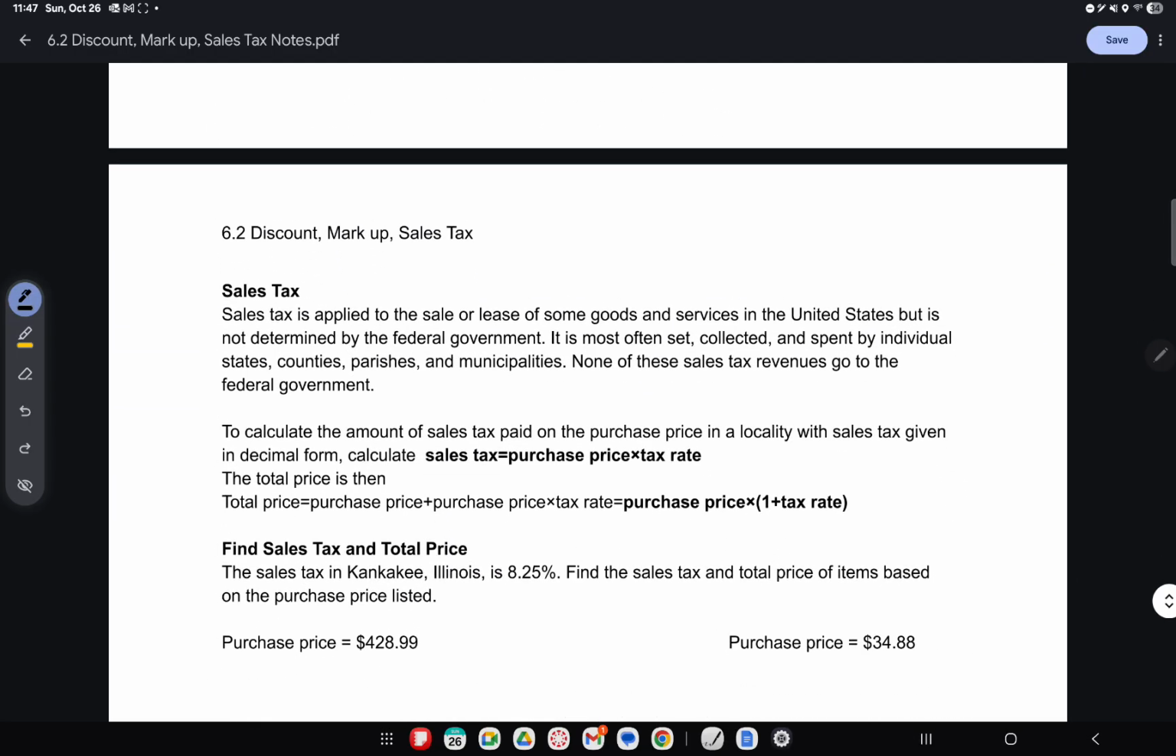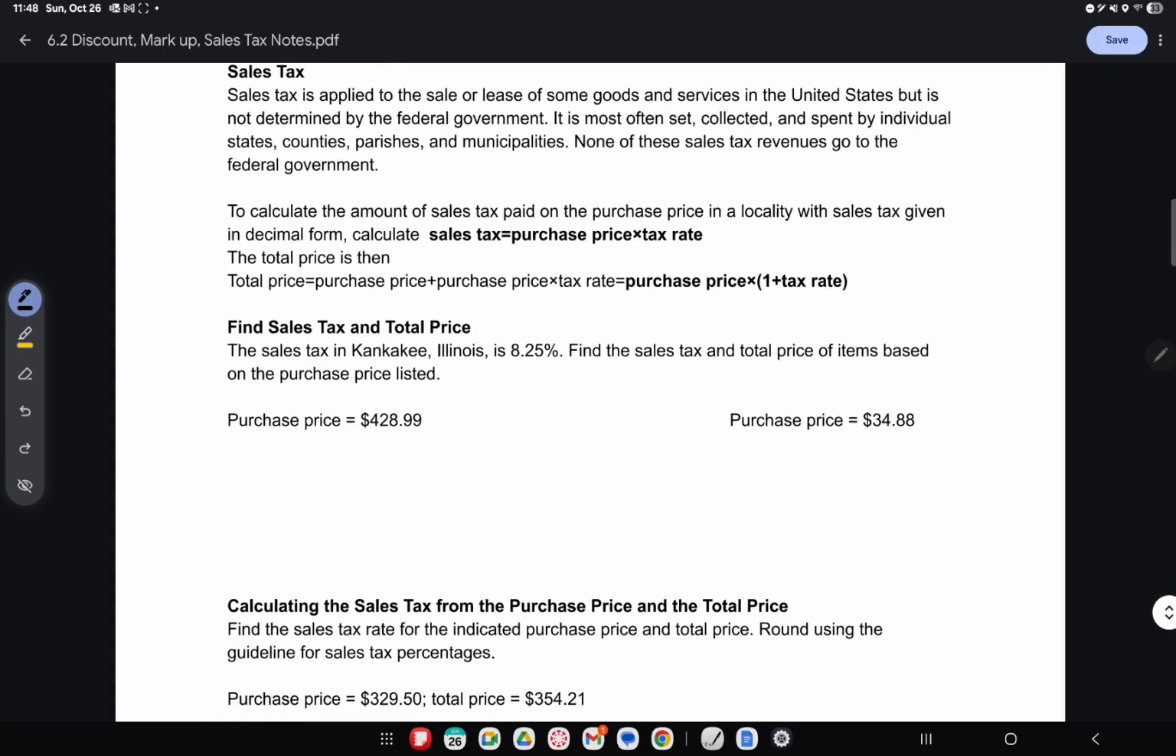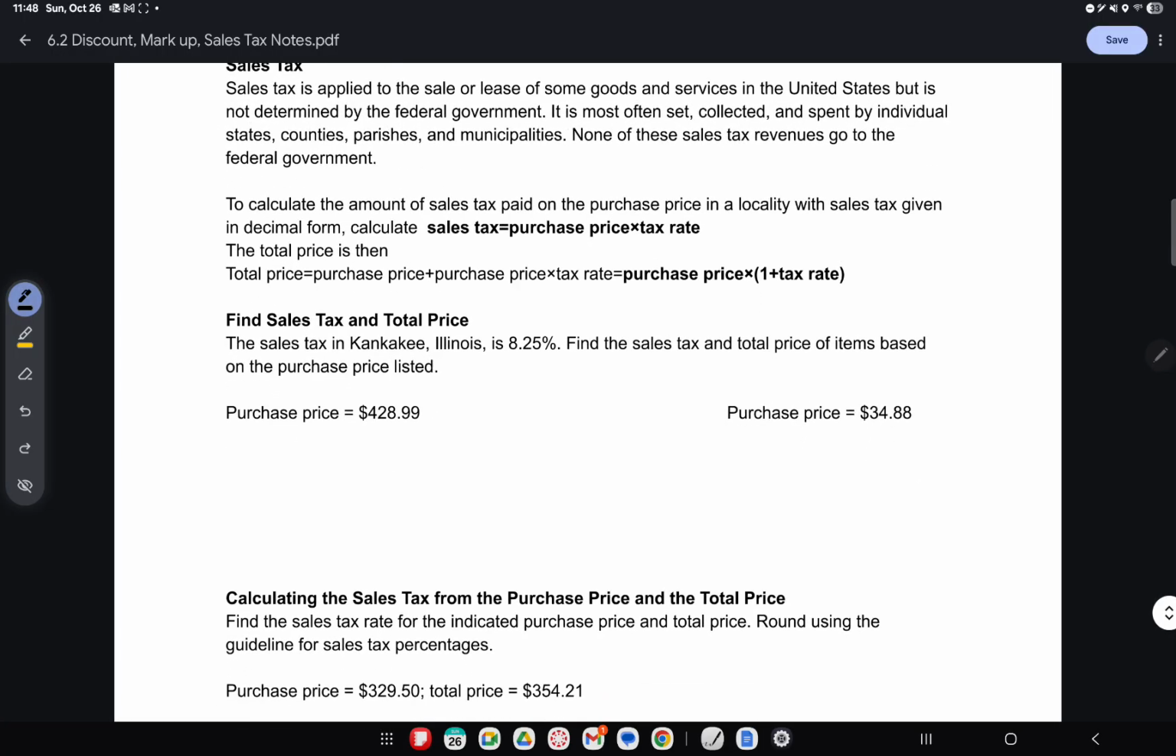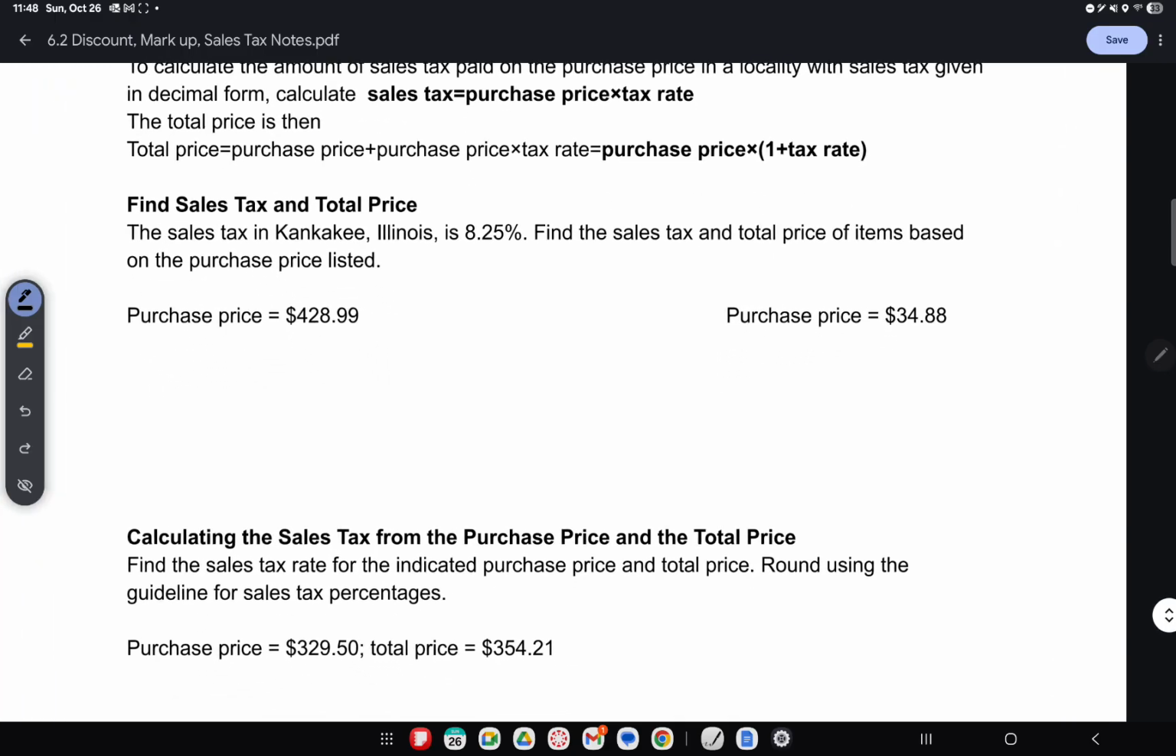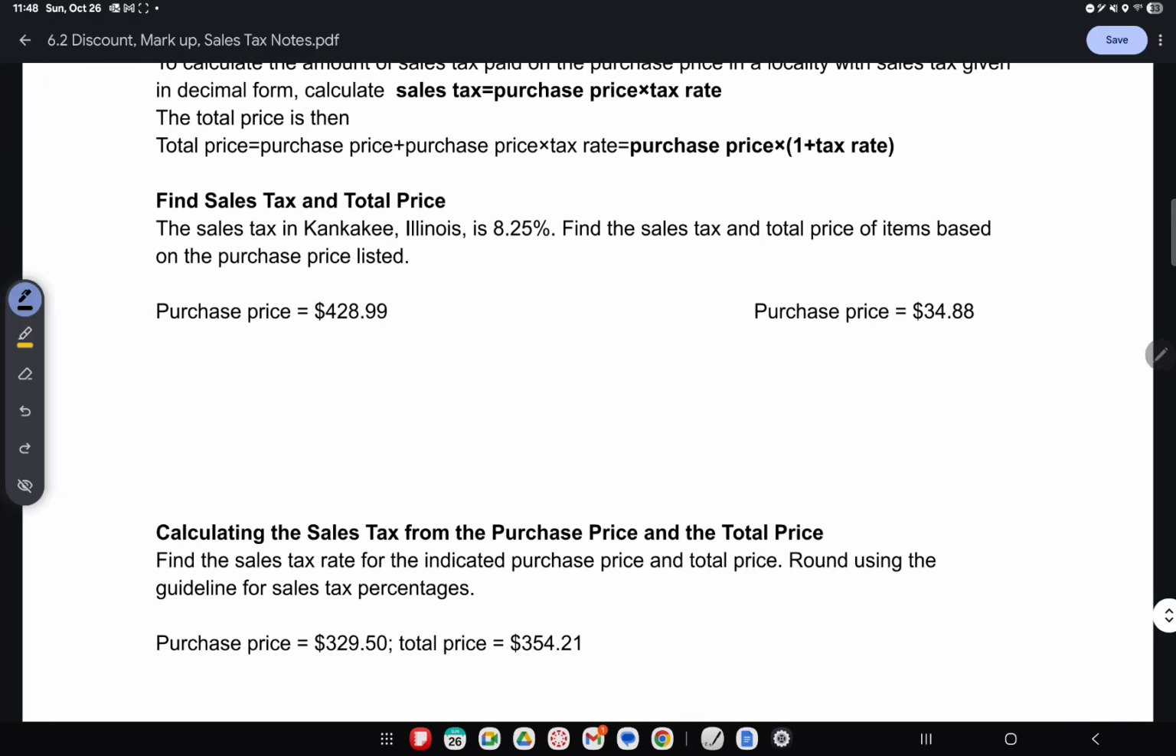So sales tax. This is also kind of like a markup, I would say, because it's a percent you're paying more on something. So it just depends on what the sales tax is. It says the sales tax is 8.25%. Find the tax and the total price. So the purchase price is this, and I need to find the tax.